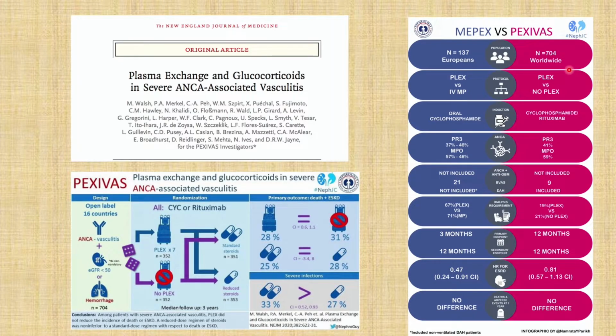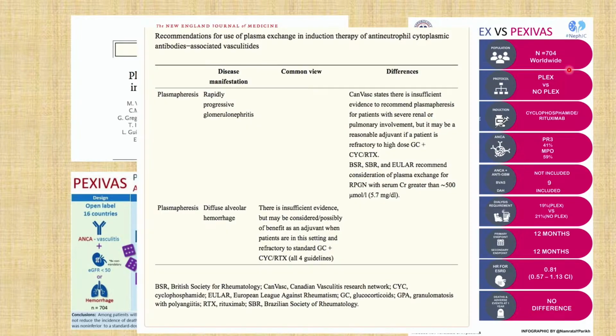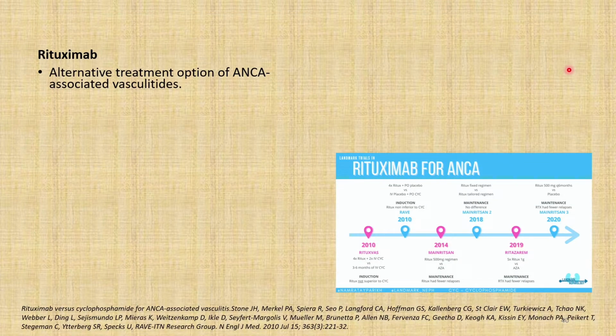So this is the PEXIVAS study, a landmark trial and the recent study done for plasma exchange, and this had a comparison with the MEPEX which was done a few years back. That was plasma exchange versus methylprednisolone. And in the PEXIVAS study, they have done it on RPGN and for diffuse alveolar hemorrhages, and in that study it says there's still insufficient evidence and we have to use it as an adjunctive therapy, but alone we can't use it.